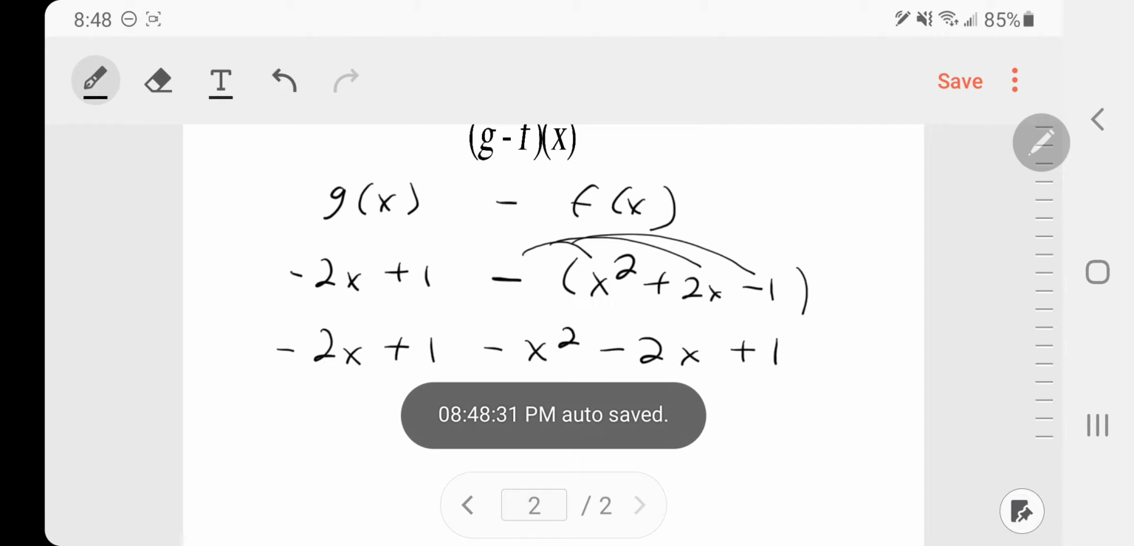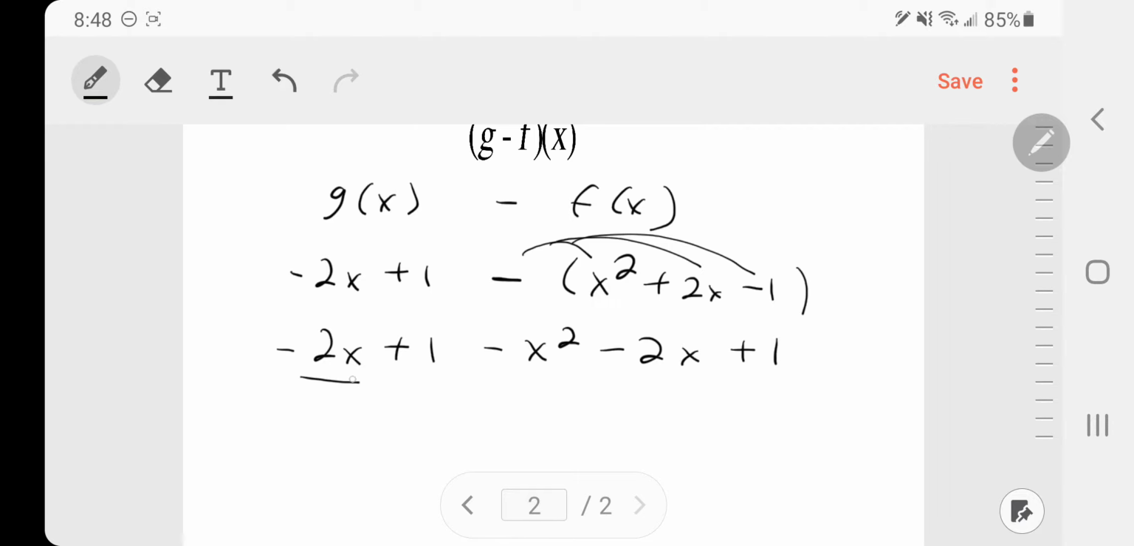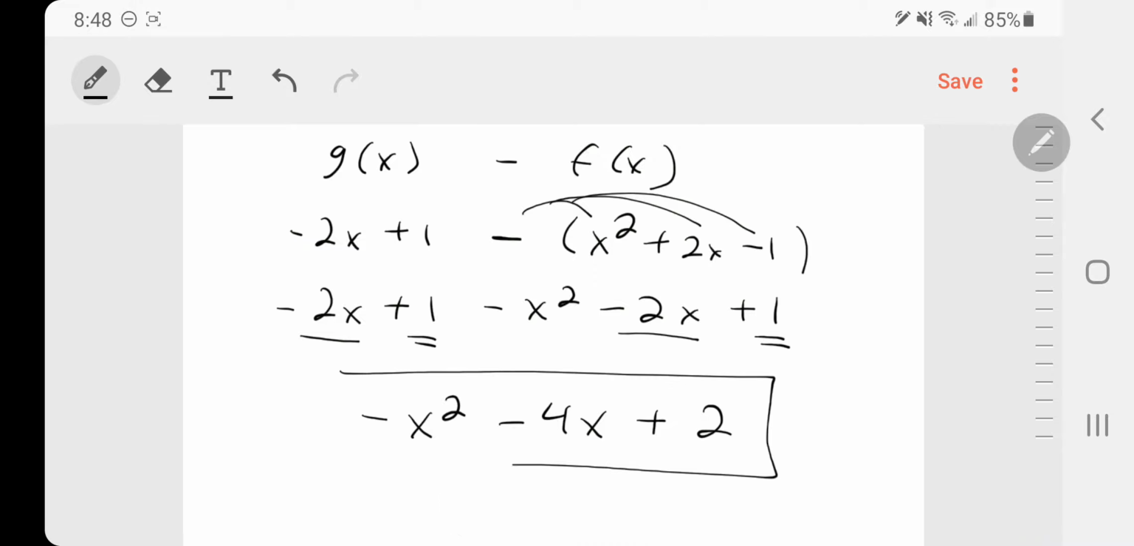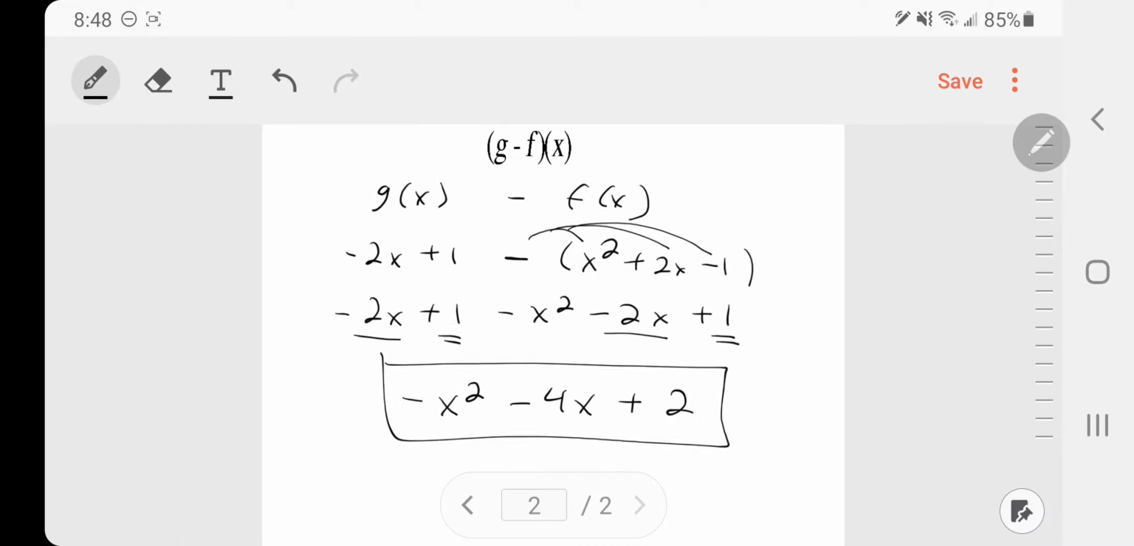And now again, just like we did with the first question, I'm combining my like terms. I have negative 2x, and I have a positive 1 and a positive 1. Okay, so combined, I get negative x squared. That gets brought down because I don't have anything that combines with that. Negative 2x and negative 2x is negative 4x. And then I have positive 1 and positive 1, which is going to be a positive 2 when I add those together.